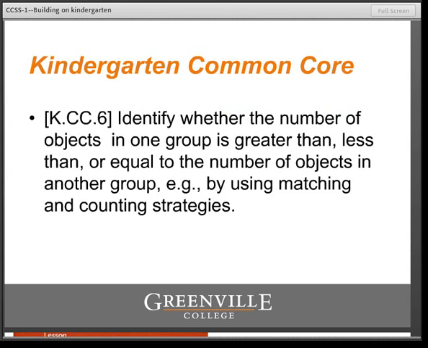The Kindergarten Counting and Cardinality Standard 6 deals with determining which group is larger, including using the language of greater than, less than, or equal to. And it indicates that they will have familiarity with matching and counting strategies. Let's take a look at what this looks like in the curriculum.